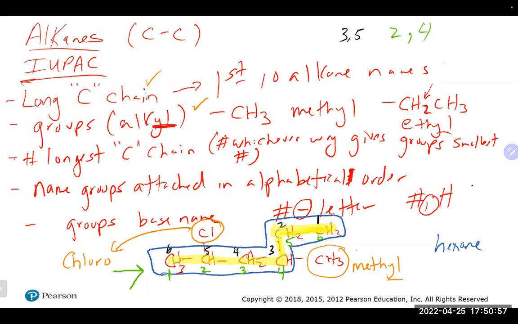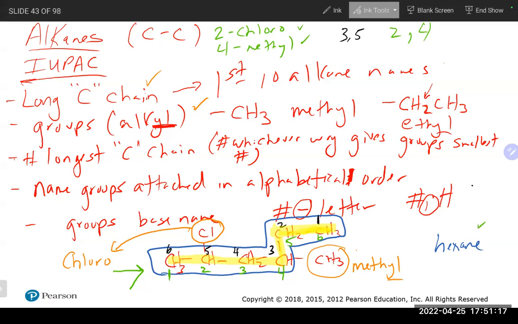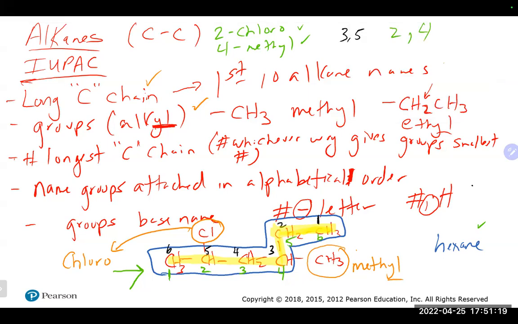So going in the green direction, our chloro group is at carbon number 2, so that would be a 2-chloro. Our methyl group is at 4. Now we have all the parts to our name: we have our groups and our numbers, and we have the base of our name. So putting all those together, I'm going to erase to give me a little more room here to write it.